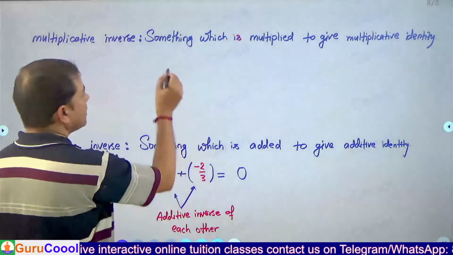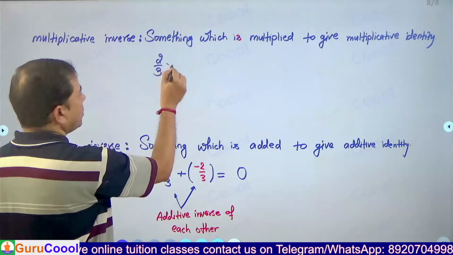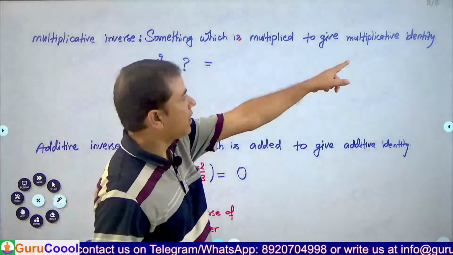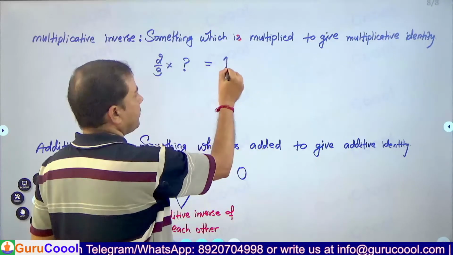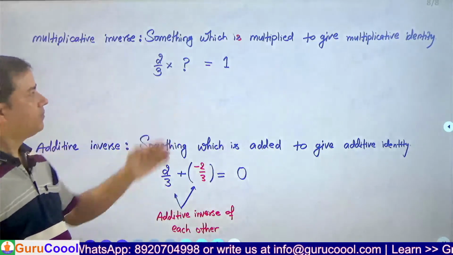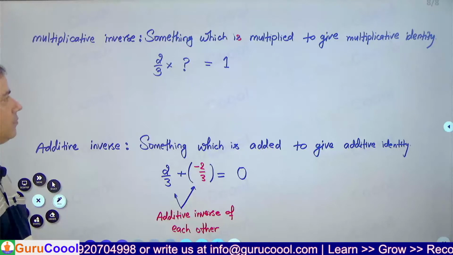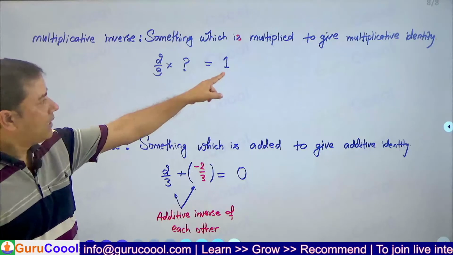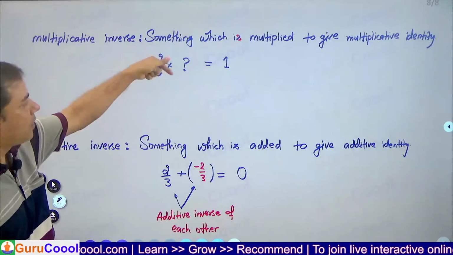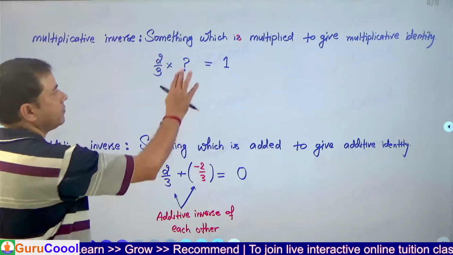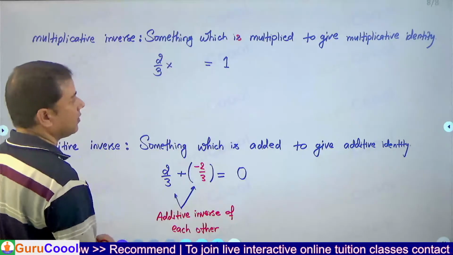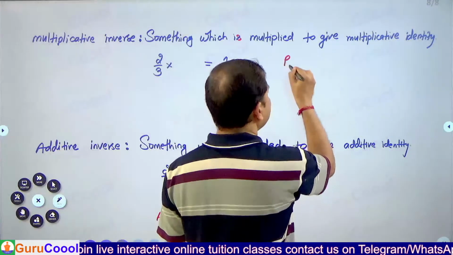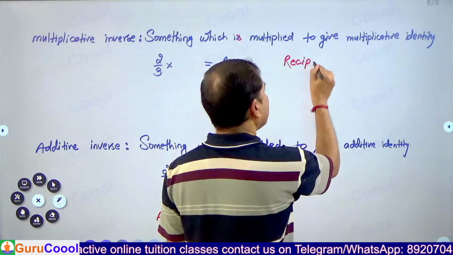For example, you have 2 by 3. You have to multiply something so that the result becomes multiplicative identity, that is 1. Think, what will you multiply here? What to multiply with this to get multiplicative identity? This will be just reciprocal, dear. Do you understand reciprocal? Yes, sir. 2 by 3 means 3 by 2, like that, sir.